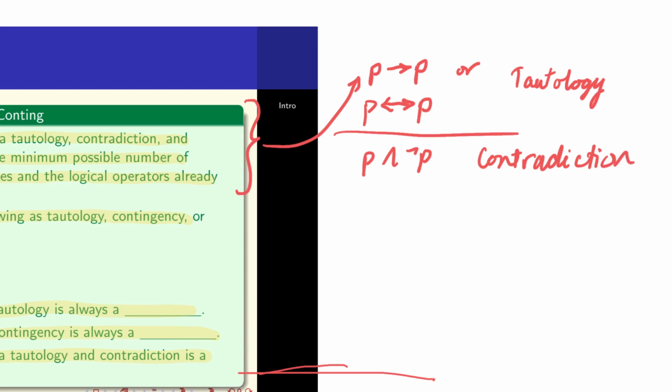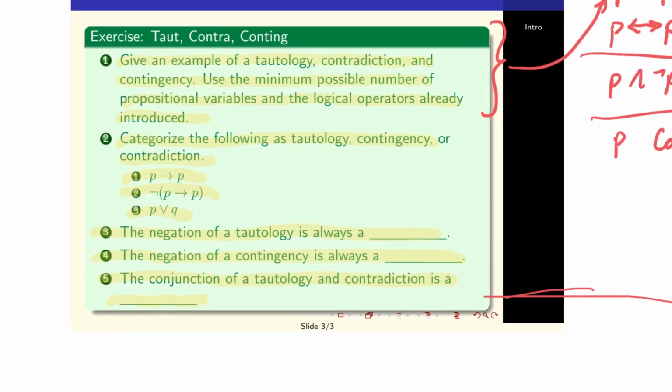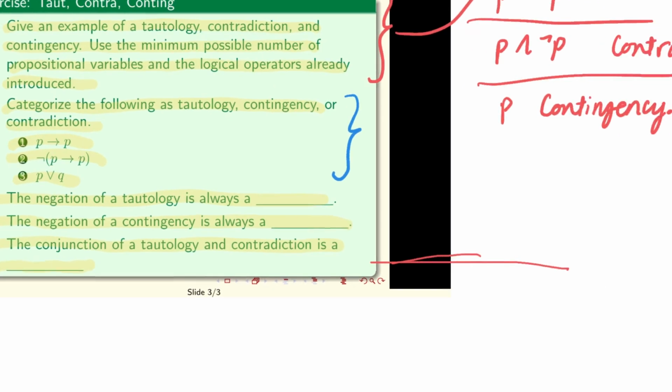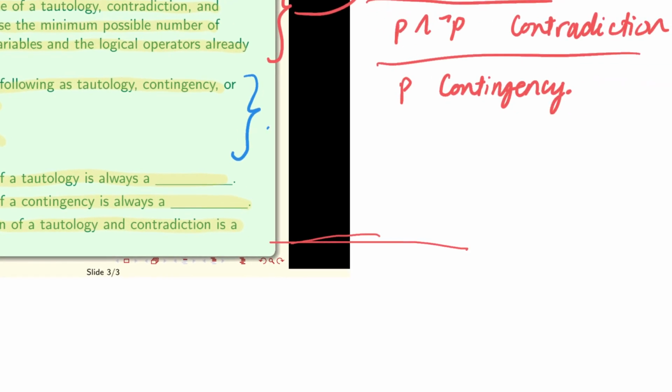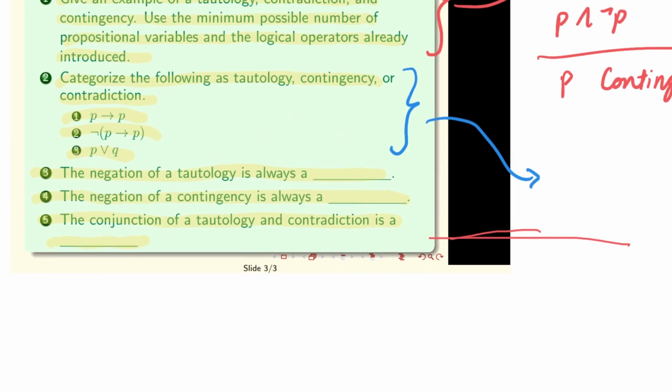P conjunction negation P is the fewest symbols that I can use to generate a contradiction. And then simply the sentence P all by itself, that is a contingency, and that uses the fewest number of symbols. Okay, for the following, we are going to decide whether they are tautology, contingency, or contradiction.